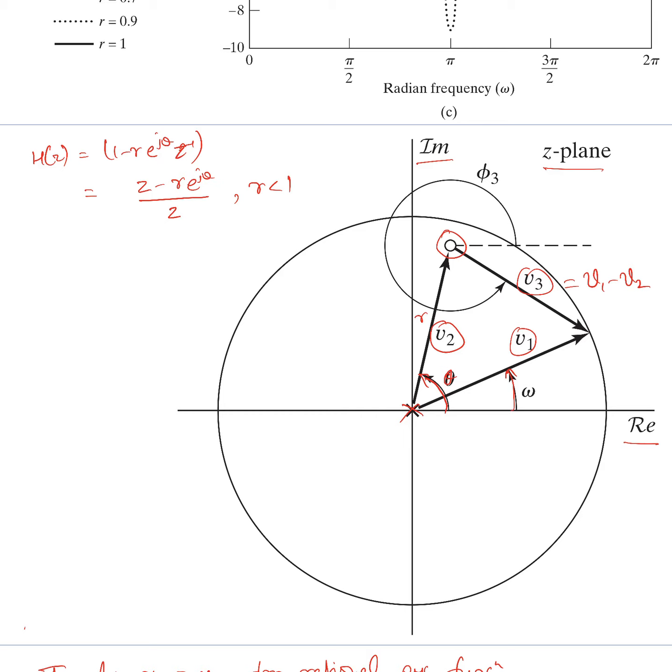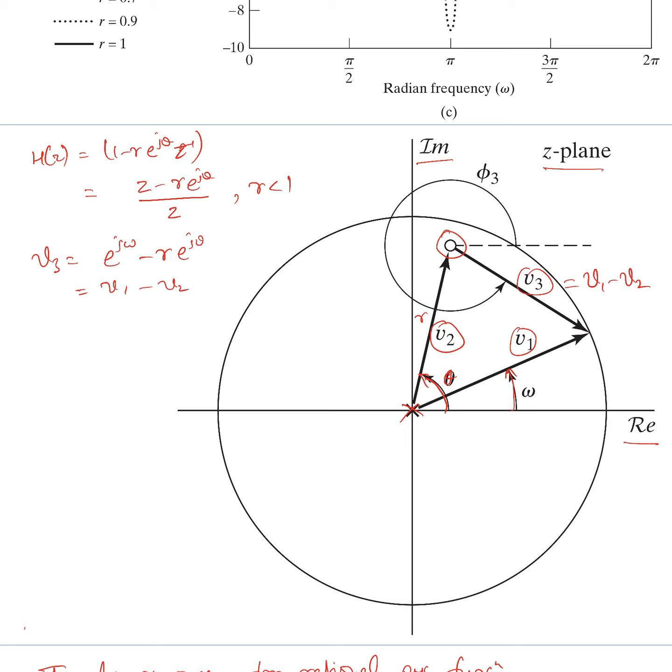So vector v1 basically denotes the complex number e to the power j omega. Since the radius r is equal to 1, it's on the unit circle. The vector v2 denotes r times e to the power j theta, and vector v3 is the difference of these two, that is, vector v3 is e to the power j omega minus r e to the power j theta, which is basically v1 minus v2.